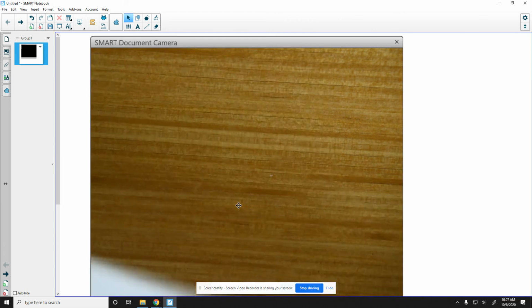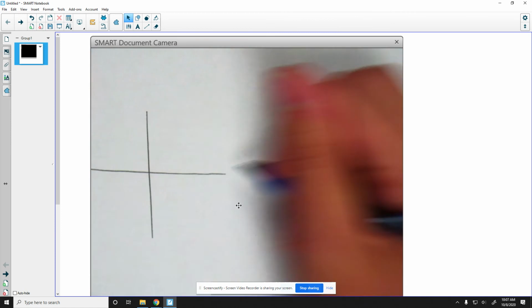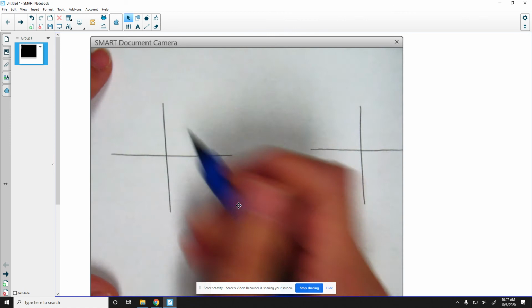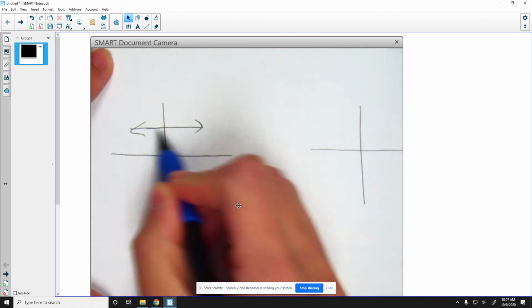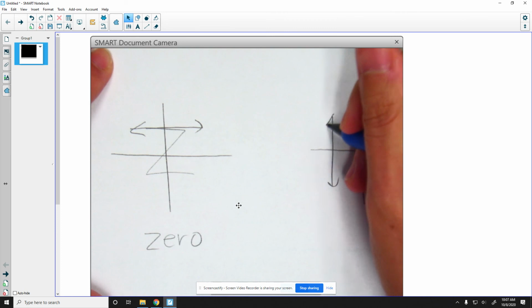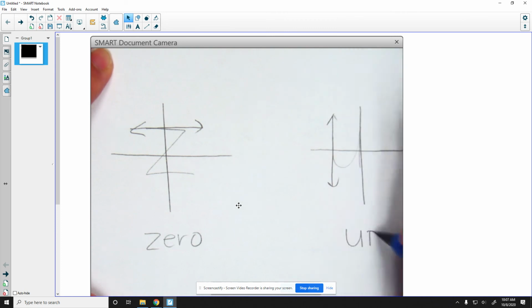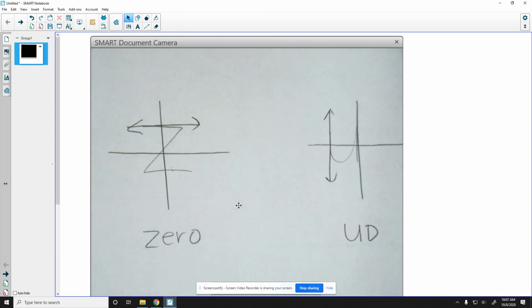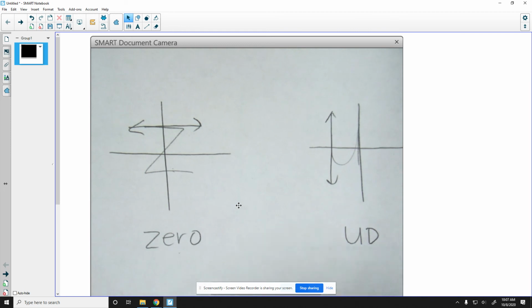So the biggest thing you guys have to know, you don't have to write this down if you don't want to, but it is this, for slopes: horizontal lines have a slope of 0. Vertical lines have a slope of undefined, because you can draw a Z and you can draw a U. That's just basically my trick. But horizontal lines have a slope of 0. Vertical lines have a slope of undefined.